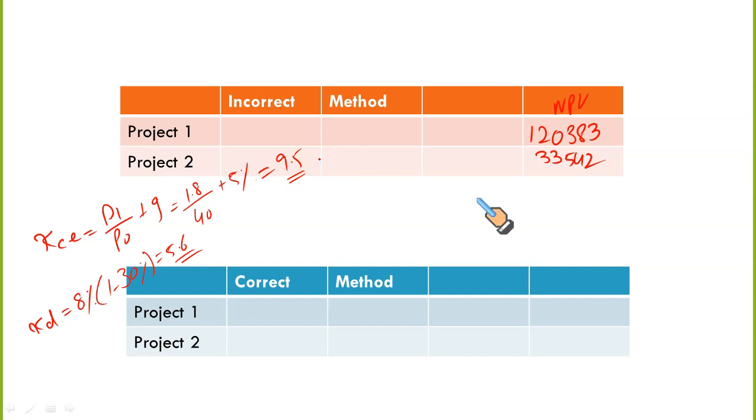So what would be your weighted average cost of capital now? 50% of 9.5 plus 50% of 5.6. If you calculate this, it will give you 7.55. So this is the discount rate you will use, 7.55%. We haven't yet calculated the flotation cost.